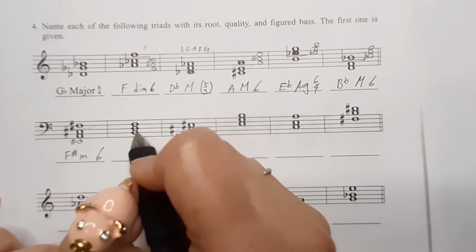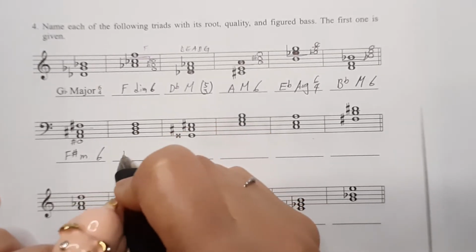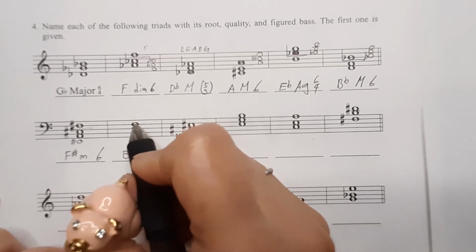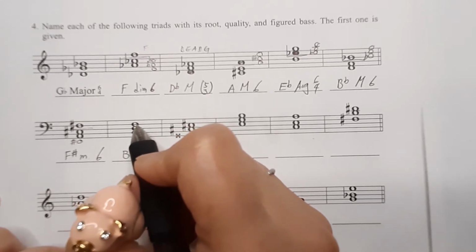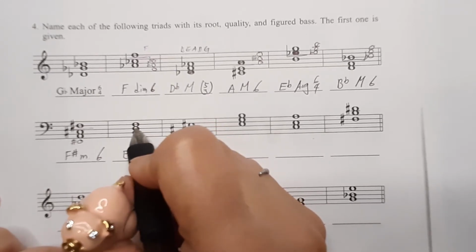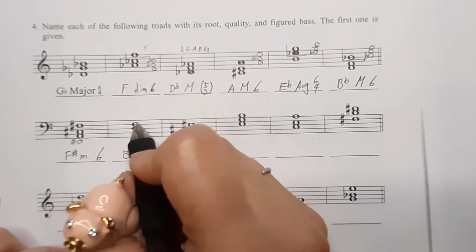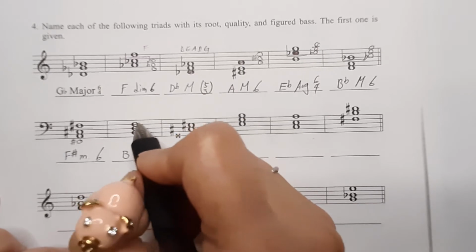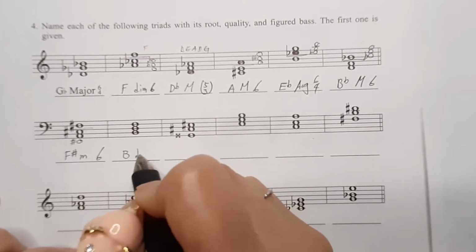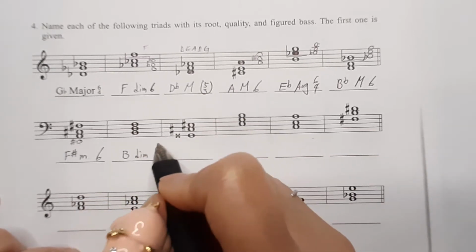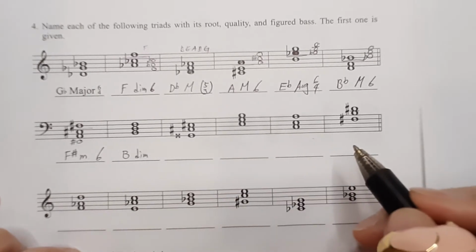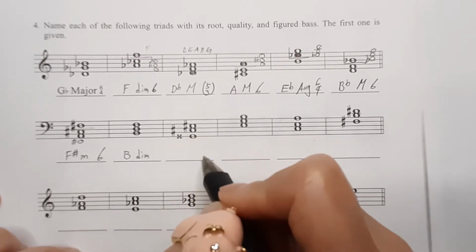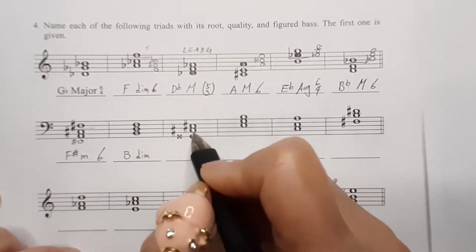Okay, now what is the root? It's a B. In the key of B major, as you know, we have F sharp, C sharp, G sharp, D sharp, right? A sharp. But D and F are not raised. There's no sharp. It's lowered. Then what do you call it? Diminished. And you don't have to write 5/3 because this is in the root position.